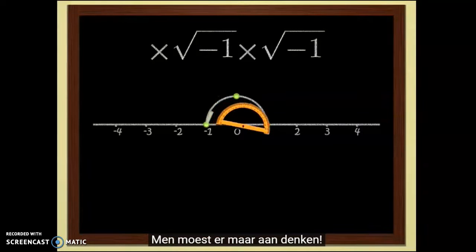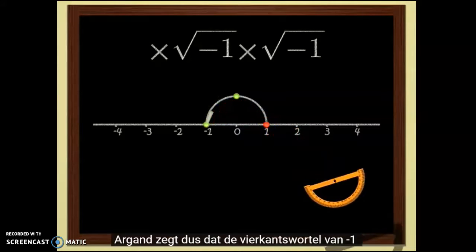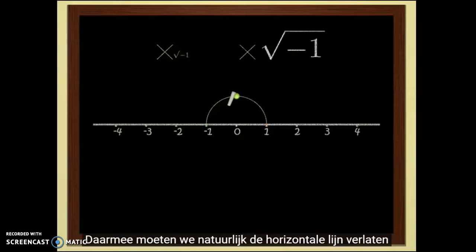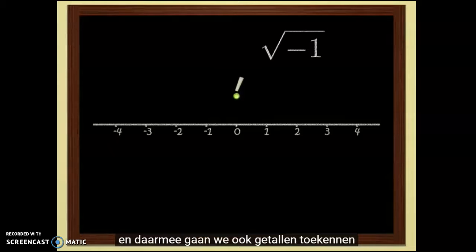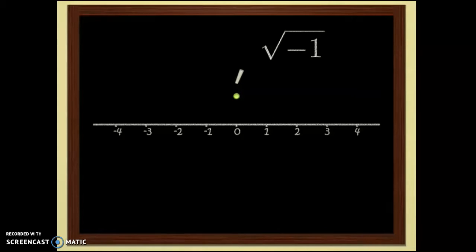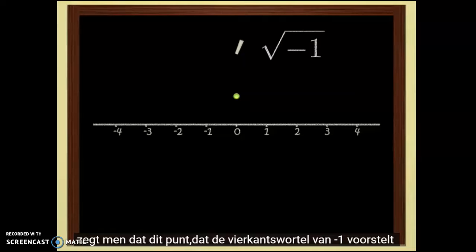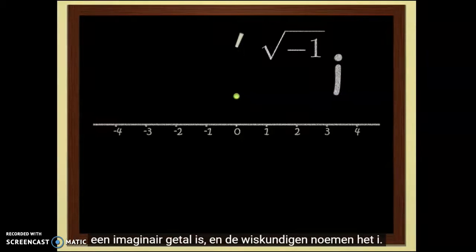Argand decided, therefore, that the square root of -1 is the point where 1 ends up after a 90-degree rotation. But of course, this forces us to leave our horizontal straight line, since we just agreed to assign a number to a point that's not on the line. Because this construction is a bit strange, we call this point, the square root of -1, an imaginary number, and label it i.